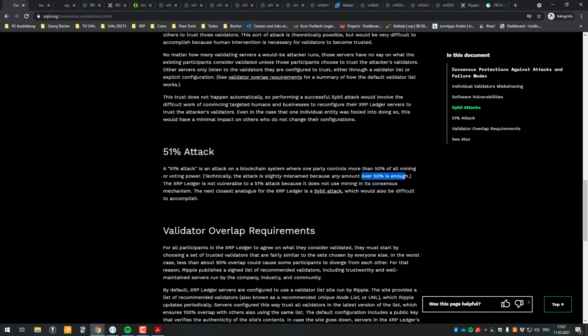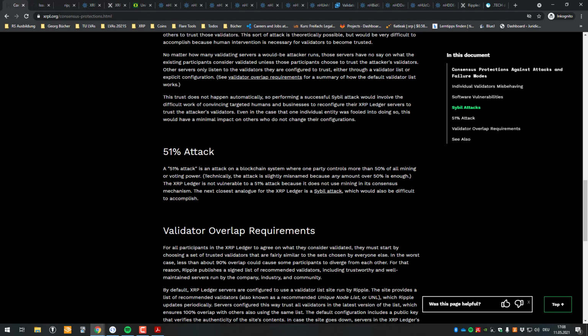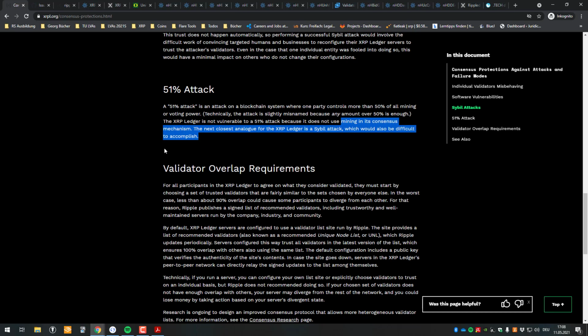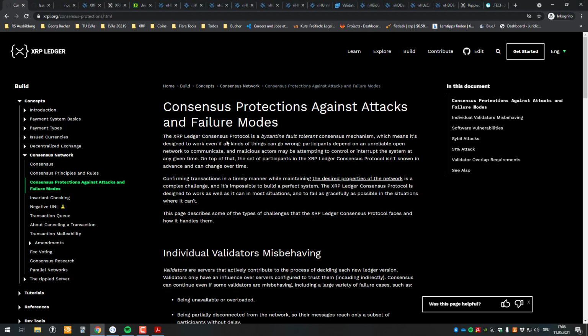The next closest analog for the XRP ledger is a Sybil attack. Like I said, it would also be very difficult to accomplish: a person running 160 validators and convincing all 37 UNLs to add his 160 servers. So I hope I was able to talk a little bit about the decentralization on the XRP ledger and make things a little clearer for you, so you can understand it a little better.